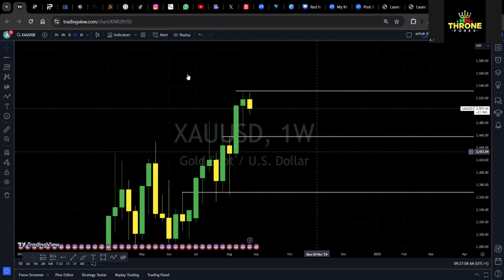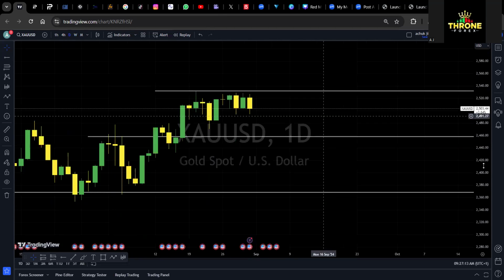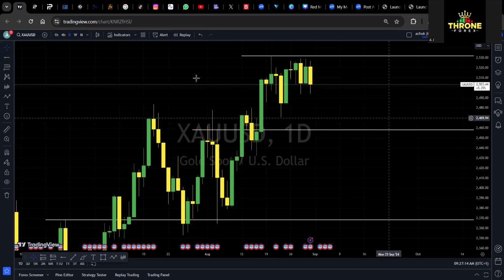But now we need to come to a lower time frame and understand price more. So when we come to the daily, you can begin to see what is really happening here.